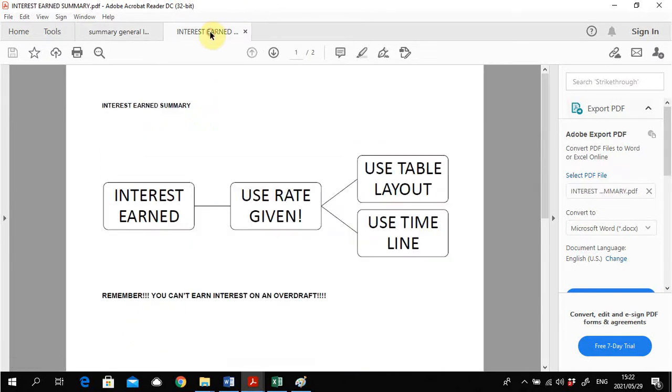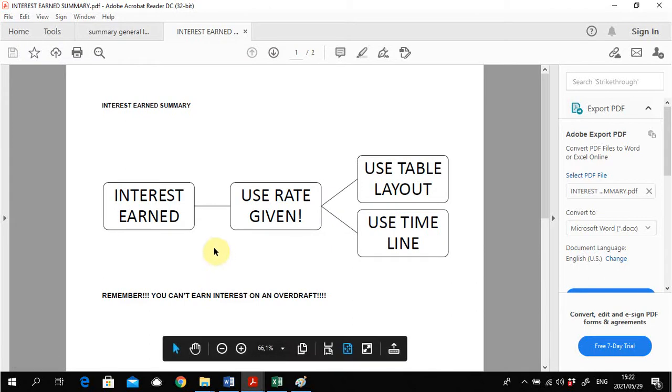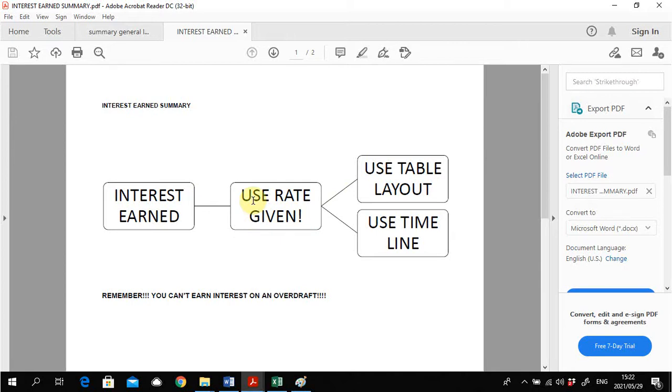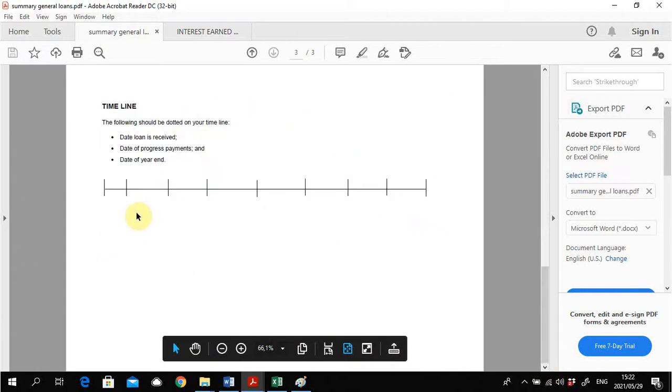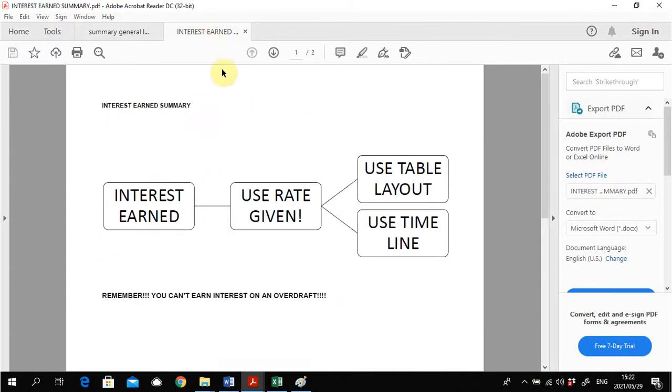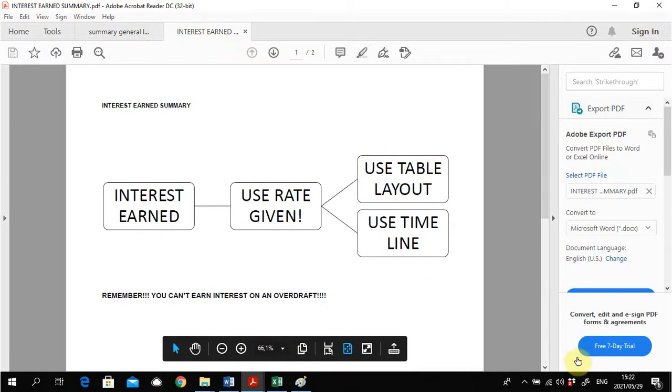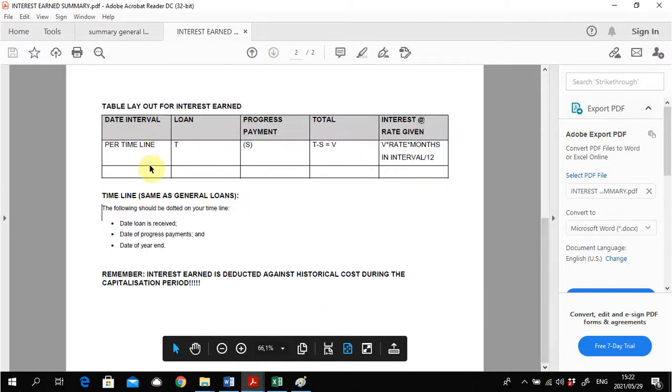Right, to calculate interest earned, I've also made a summary. And I have indicated here that you need to use the rate that is given. So normally in questions, they give you a 2%, a 3%, a 5% interest earned. And two things are required to calculate your interest earned. I like to use a table layout. And again, you need your timeline. So this would be the same timeline that you drafted for your general loan.